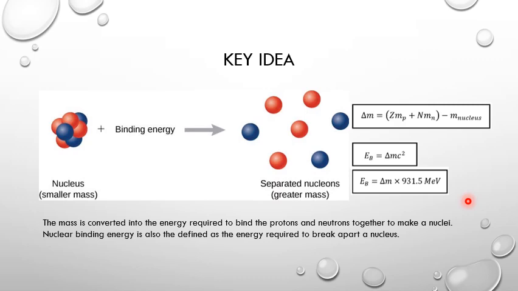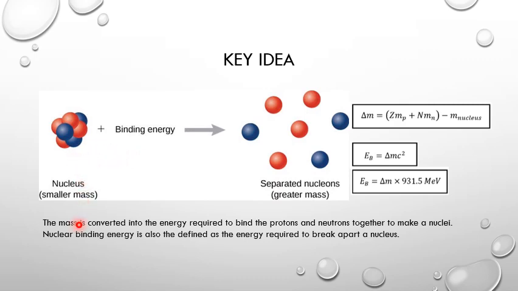Before we proceed to the question, let us see what is mass defect and binding energy. So the key idea in mass defect is very simple. Let's look at the diagrams right here. Mass defect tells you that there's a difference in mass between the nucleus and the nucleons that make it up. If you look at this diagram, the mass of this one nucleus is smaller than these 7 separated nucleons that make up this nucleus.